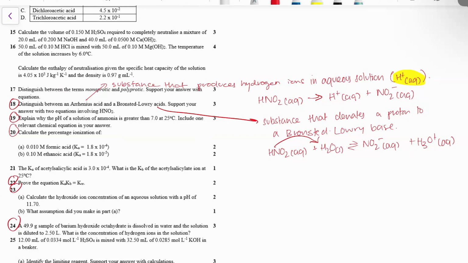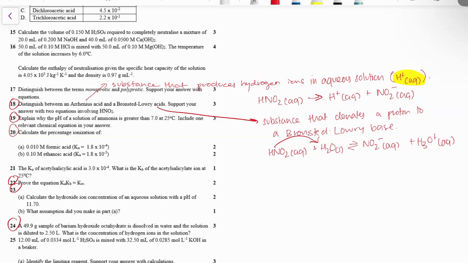It's a 3-mark question. I know normally when you do Arrhenius and Bronsted-Lowry, from that part of the syllabus, you did the whole compare and contrast: what are the advantages, what are the disadvantages? Don't let your experience of a syllabus dot point affect how much you write. You don't want to waste time writing something that isn't going to end up giving you marks.